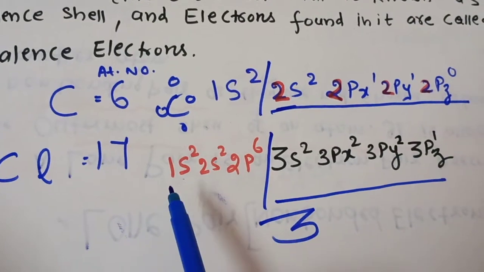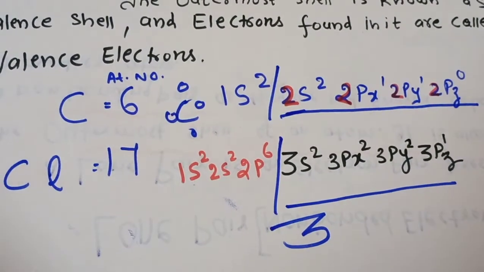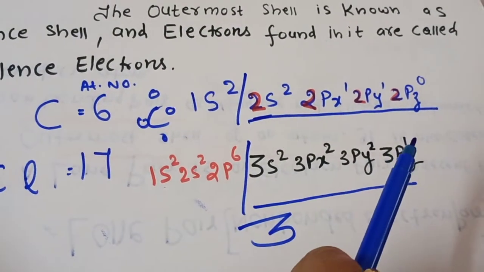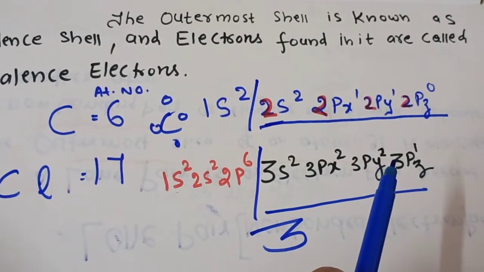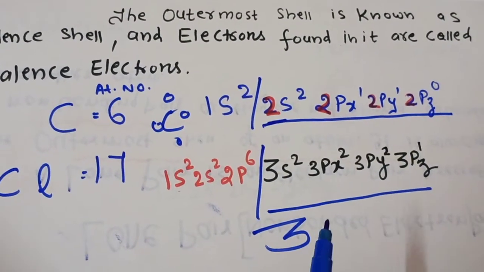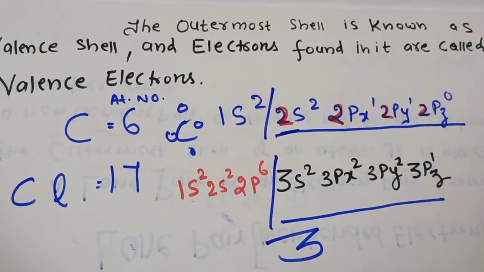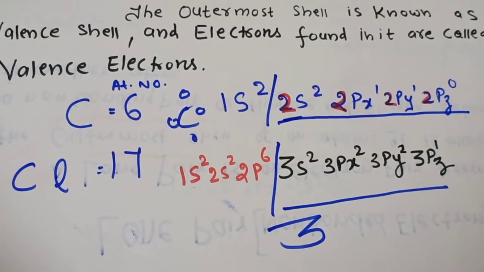So students, in this chlorine, 1s2 is complete. The first shell is completely filled. The second shell is also completely filled, but the third shell is having 1 electron less. So the valency of it will be 1 here. Chlorine needs 1 electron to complete its configuration toward the nearest noble gas, that is argon.